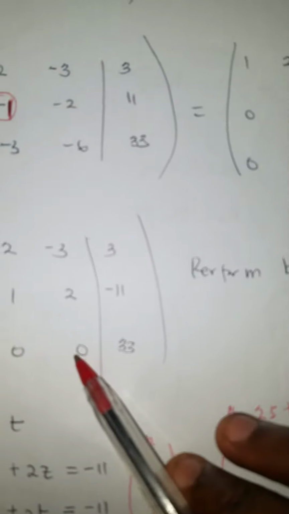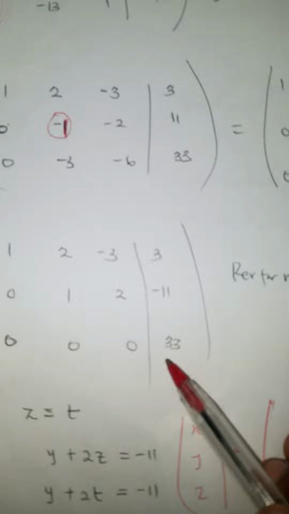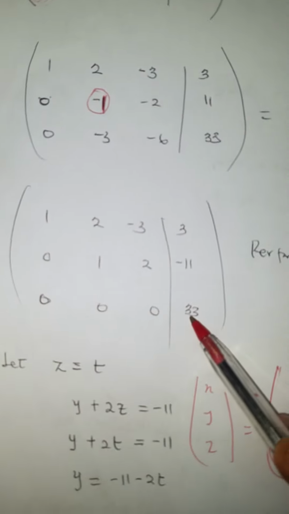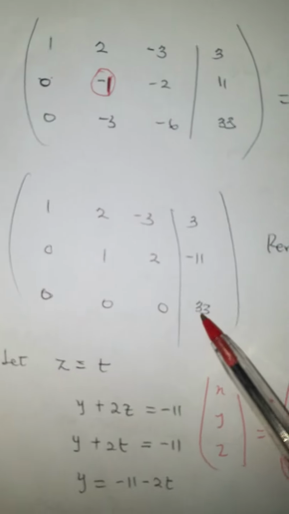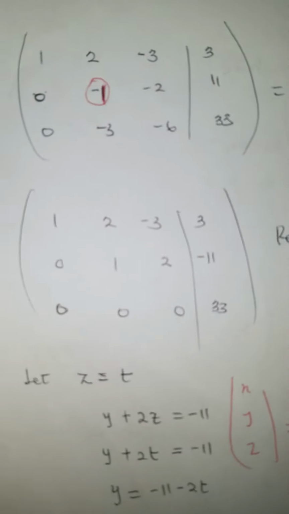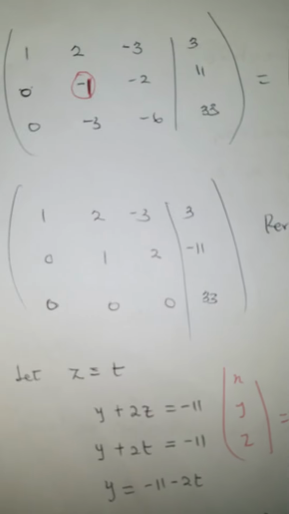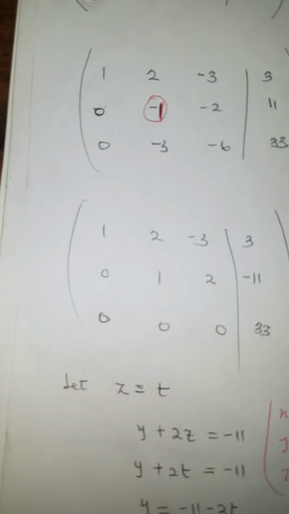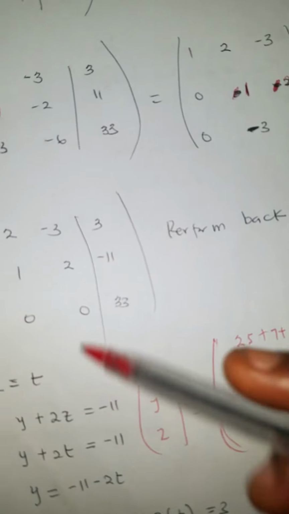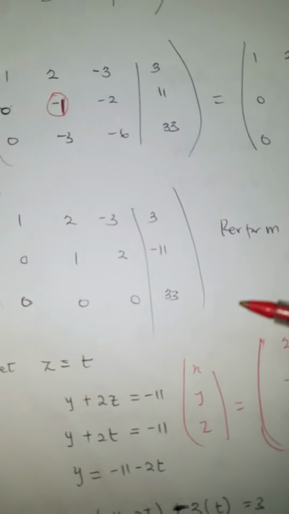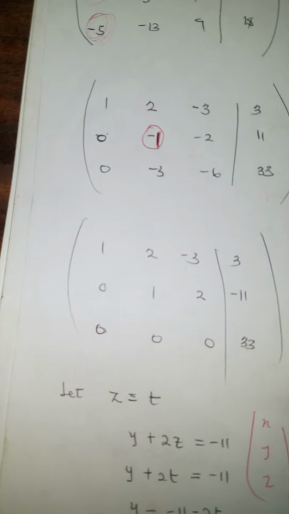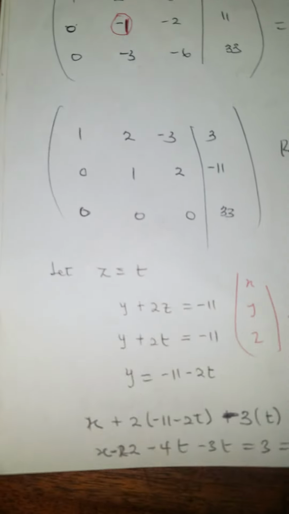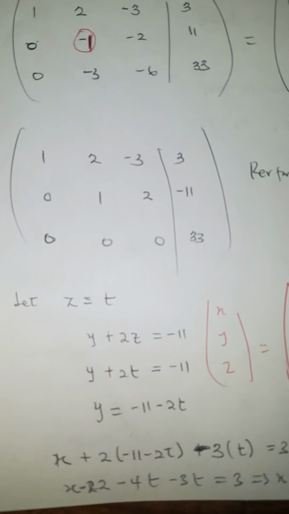Now this is 0, so you cannot say 0z is equal to 33. It doesn't make sense. So from here we call it infinitely many solutions. The system has infinitely many solutions. It means that z could be anything. So if you pick z to be 33, you are right, but you get big values. So mostly you see books picking z to be variables.